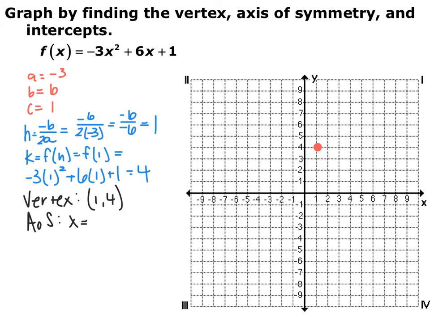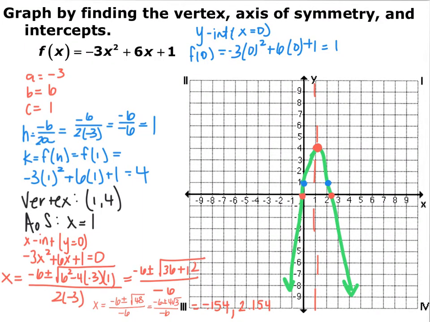The axis of symmetry is always x equals the x-coordinate of our vertex whenever we're dealing with parabolas that are functions. So x is equal to 1 in this case, and I'm going to draw that in with just a dotted line here at the line x equals 1. Now we want to find our intercepts. We've done this before, finding x-intercepts and y-intercepts, so go ahead and pause the video and do that.